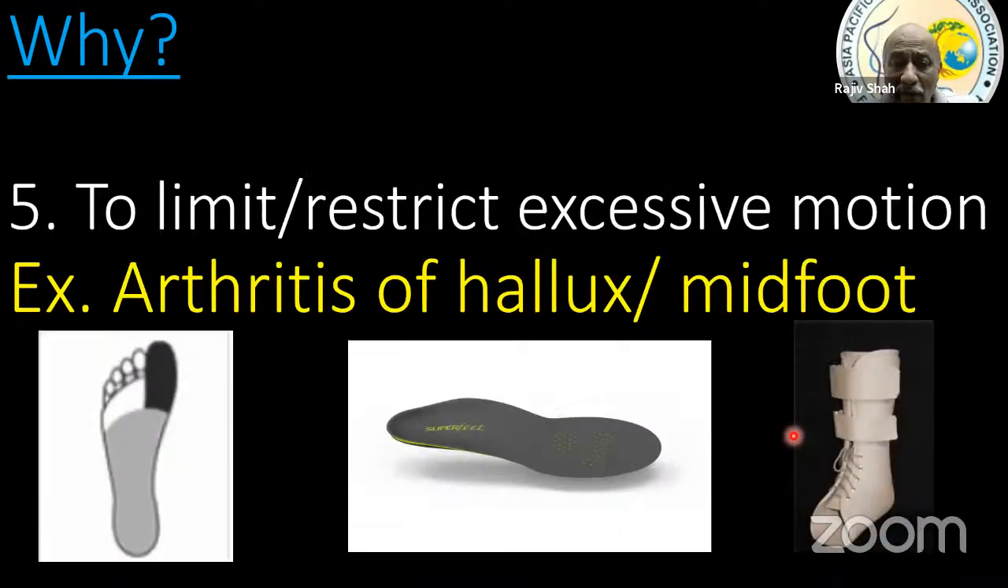Orthotics are also used to limit or restrict excessive motion of the joint. Suppose the hallux joint has arthritis and you want to reduce the movement of the hallux. You can give a carbon fiber plate, or you can give a Morton extension like this. Or if you have midfoot arthritis, you may put in a carbon fiber plate or a midfoot arch support to limit the excessive motion. Or for bad arthritis of the hindfoot, you may give an ankle foot orthosis to limit the excessive motion and give rest to the part.